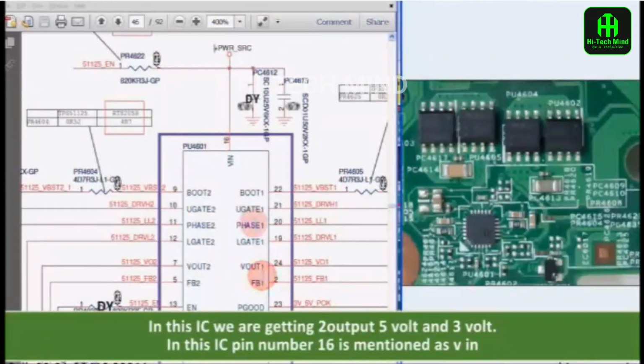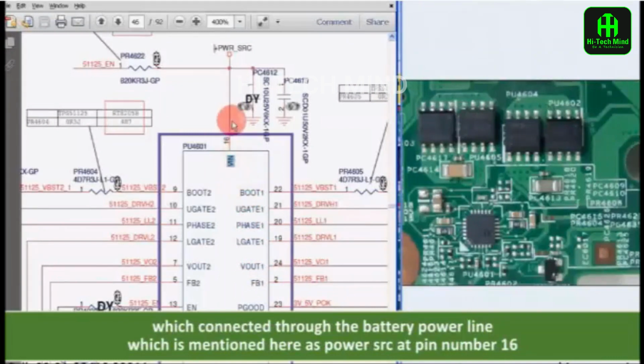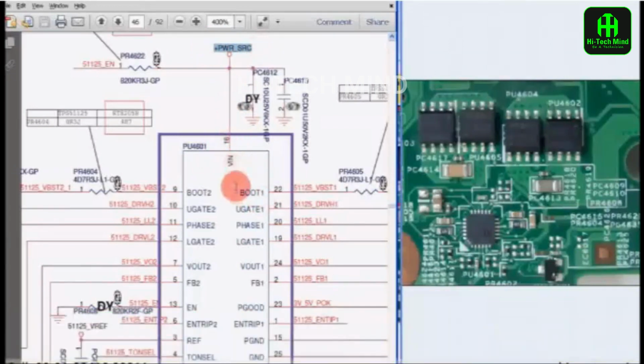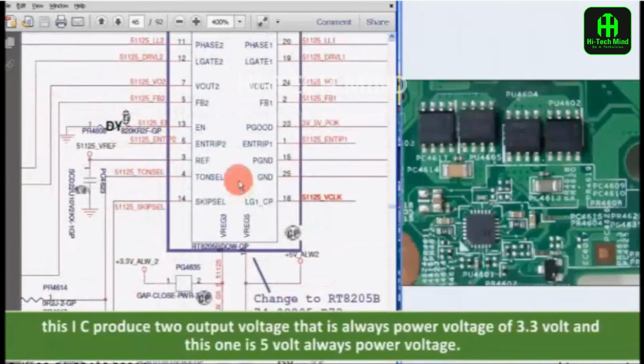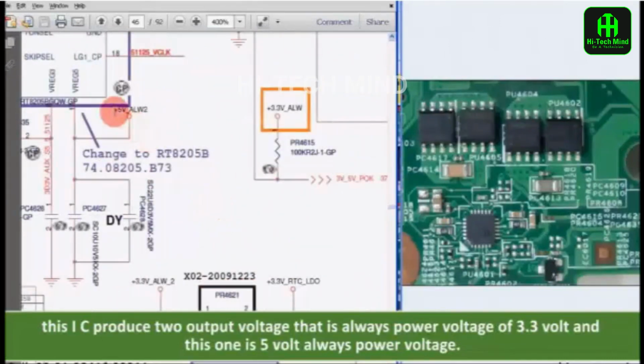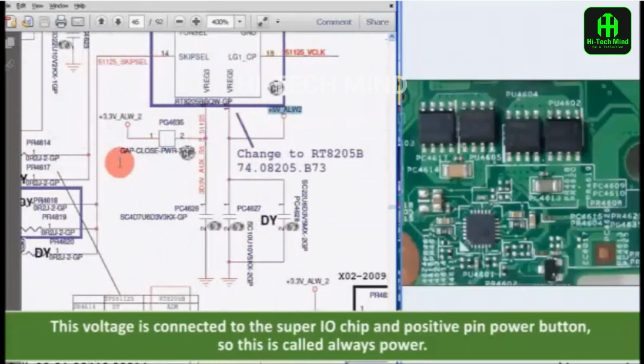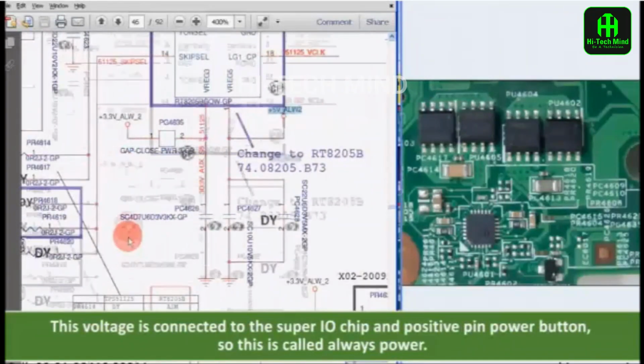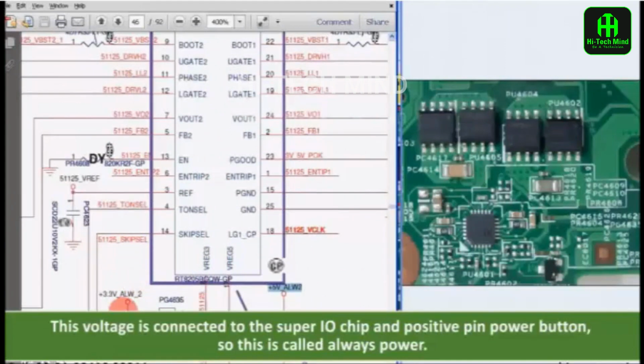In this IC, pin number 16 is mentioned as VIN, which is connected through the battery power line, mentioned here as power SRC at pin number 16. This IC produces 2 output voltages: an always power voltage of 3.3V, and this one, a 5V always power voltage. This voltage is connected to the Super I/O chip and the positive pin of the power button. So this is called always power.